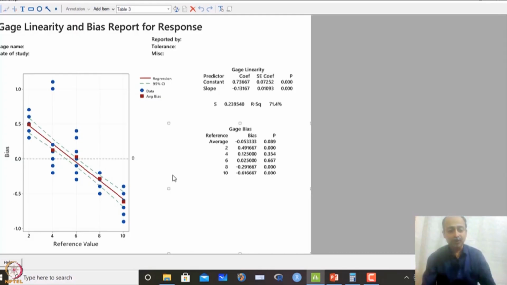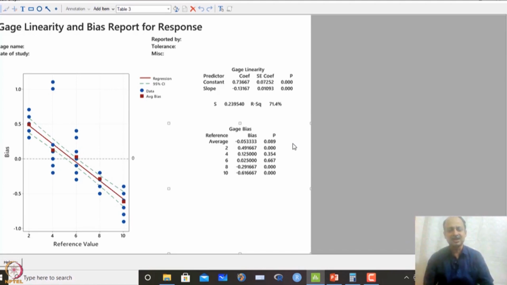So, although overall the slope linearity is significant over here, that is because at the lower range the bias is high, and at the higher range also the bias is high. At the lower range we are seeing a positive bias, and at the higher range of observation we are getting a negative bias. So, this is the basic interpretation.